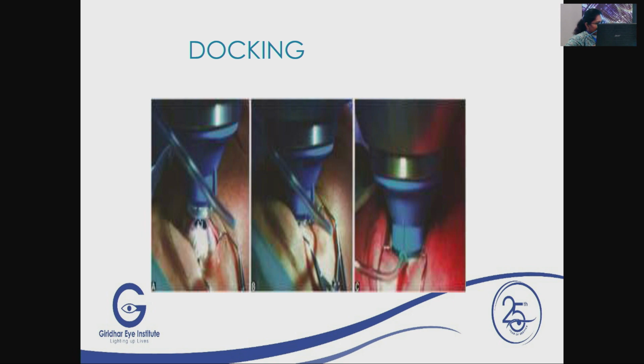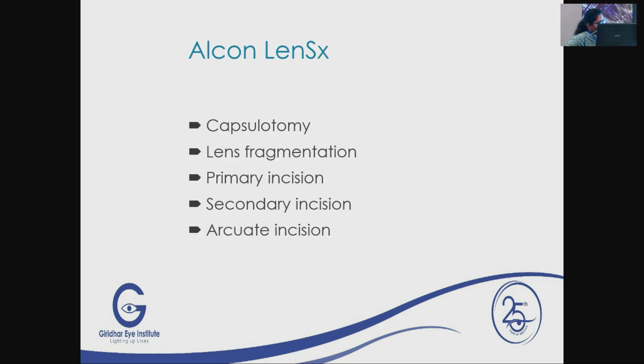So the primary procedure is the docking, where the PI, that is the blue thing, goes in and sucks onto the cornea, and it remains there. Docking is the primary part of the femto procedure. So what all can be done in an Alcon LensX? We can do mainly 5 things, that is capsulotomy, lens fragmentation, the primary and the secondary incision, and the arcuate.